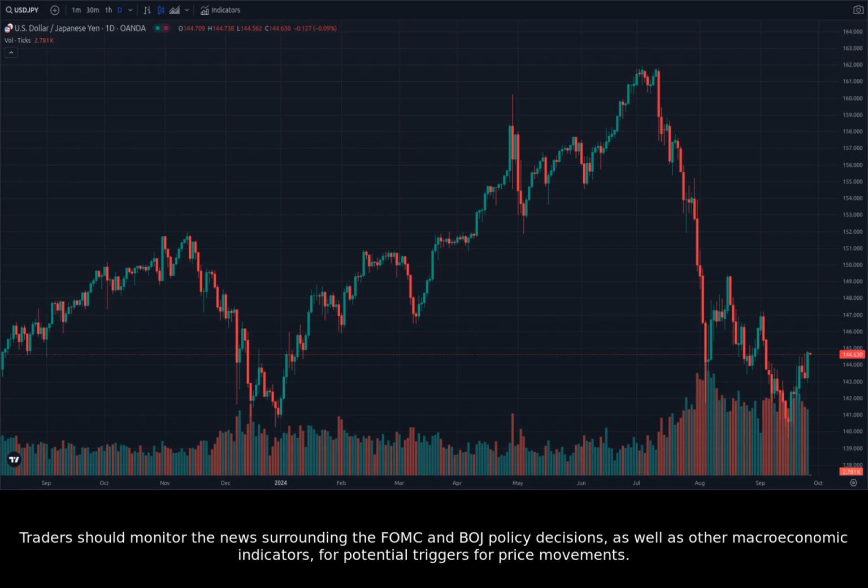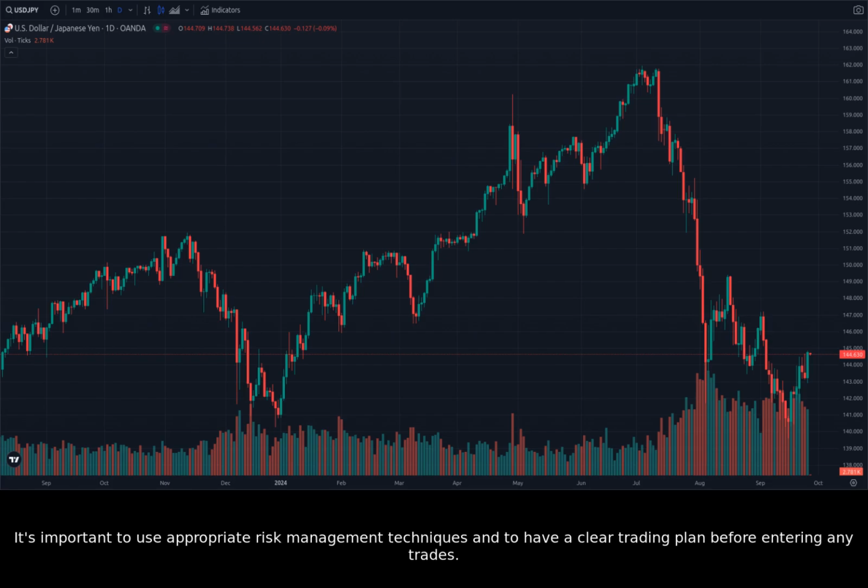Traders should monitor the news surrounding the FOMC and BOJ policy decisions, as well as other macroeconomic indicators, for potential triggers for price movements. It's important to use appropriate risk management techniques and to have a clear trading plan before entering any trades.